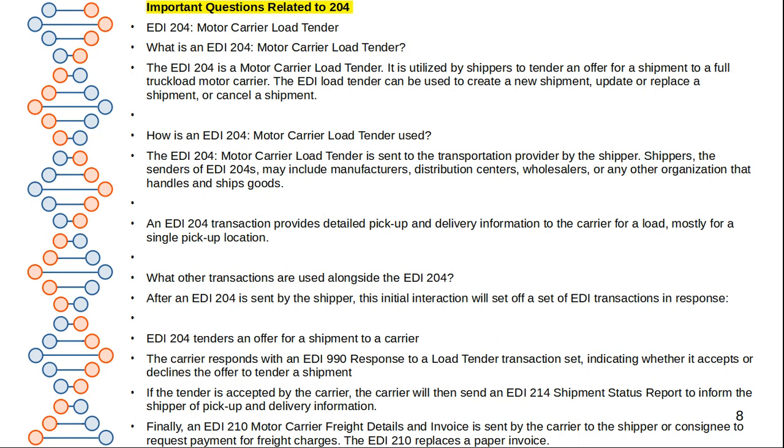If the tender is accepted, the carrier will then send an EDI 214 shipment status report to inform the shipper of pickup and delivery information. It can be called an acknowledgement of the status of the delivery. Finally, the EDI 210 motor carrier freight details and invoice is sent by the carrier to the shipper or consignee to request payment for freight charges. The EDI 210 replaces a paper invoice.